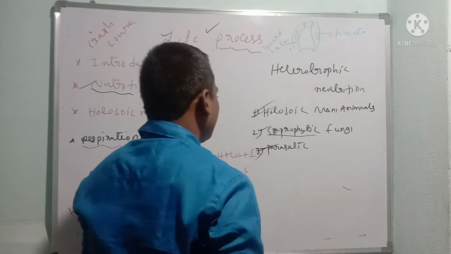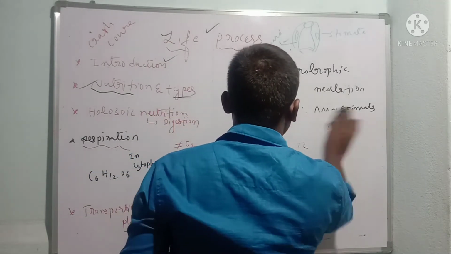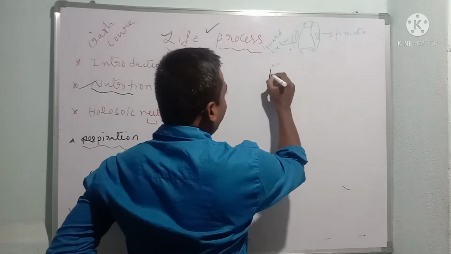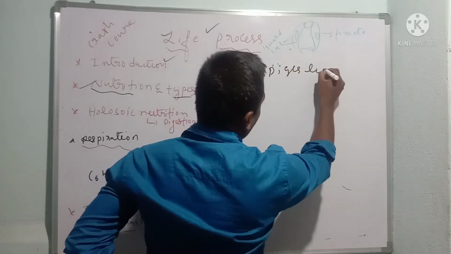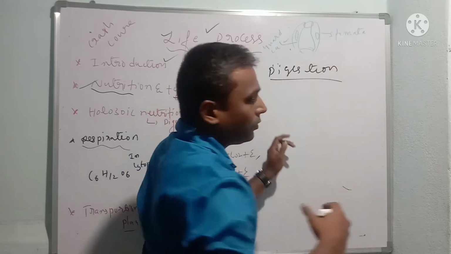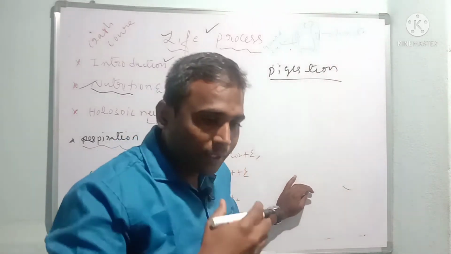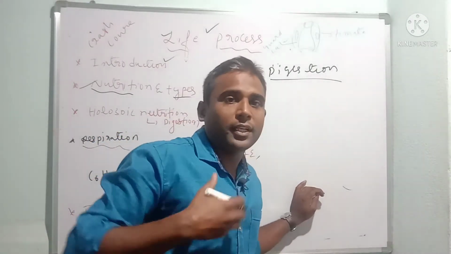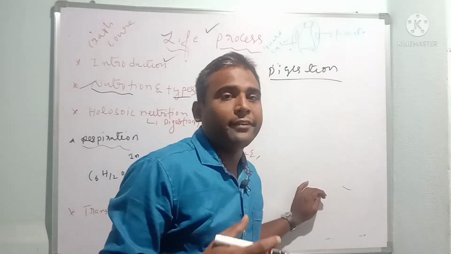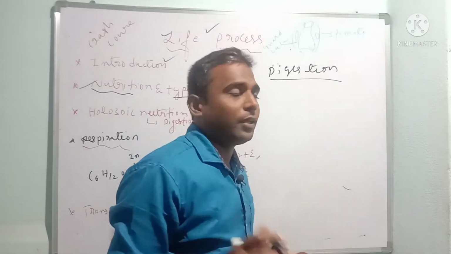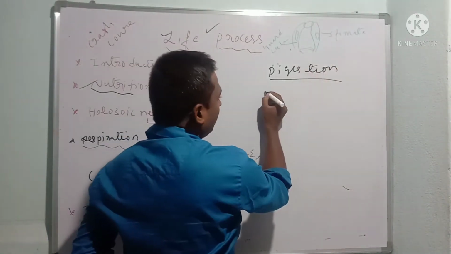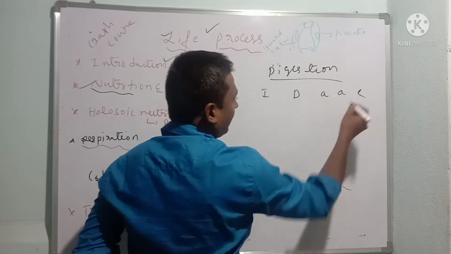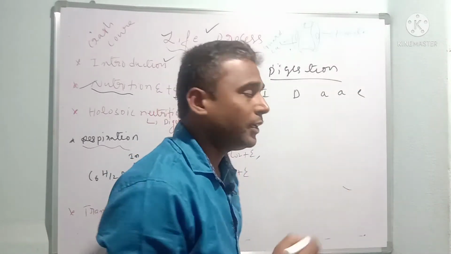After this, let us understand holozoic nutrition in human beings. That is called digestion. Children, digestion means whatever food we take, what goes from input to output. After taking the food, we consume energy and important components, and finally waste product comes outside. That is called digestion. To remember this, we should remember IDAAE.